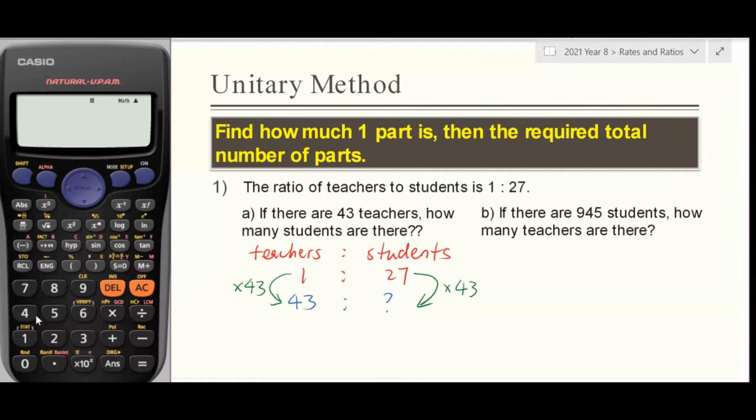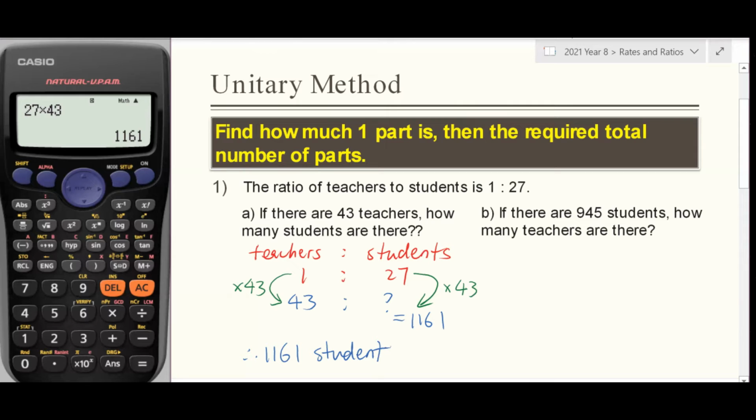So using our calculator, we have 27 times 43. That gives us 1,161. So that tells me the final answer that is required for student numbers is equal to 1,161. So 1,161 students are there if the proportion is kept.